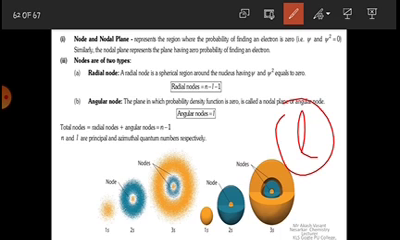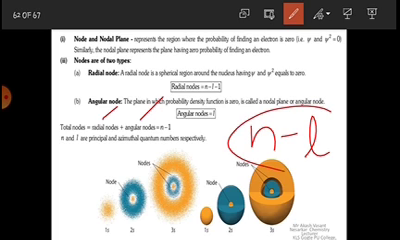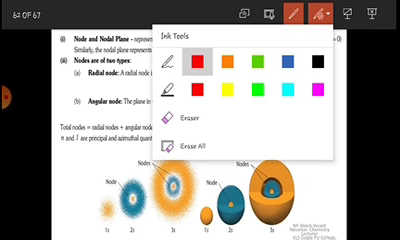So total nodes present in the orbital is equal to radial nodes plus angular nodes, which is equal to n minus L. So if you want the total nodes present in the orbital, we have to use the formula n minus L. And if you want only radial nodes, then n minus L minus 1. And if you want only angular nodes, then the value of L is its angular nodes, where n and L are the principal and azimuthal quantum numbers respectively. Fine. Okay.